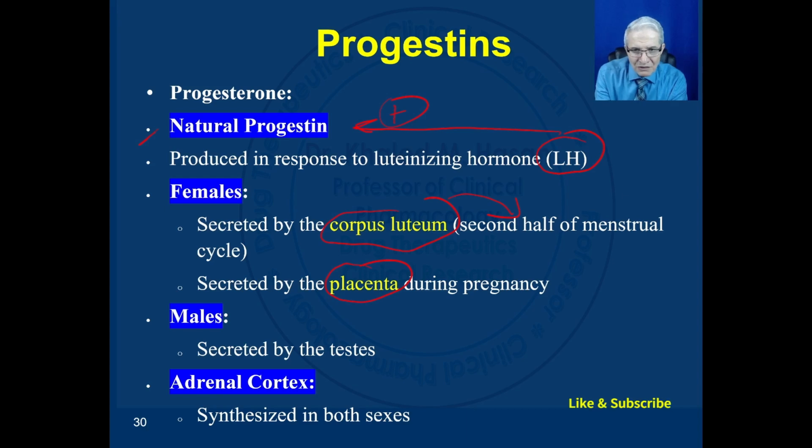In males, we have some progesterone coming from the testis. Then we have another organ in both males and females responsible for progesterone secretion, the adrenal cortex. So you can have it in both sexes from the adrenal cortex.